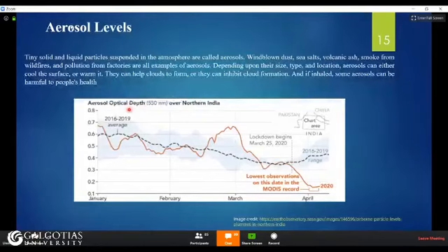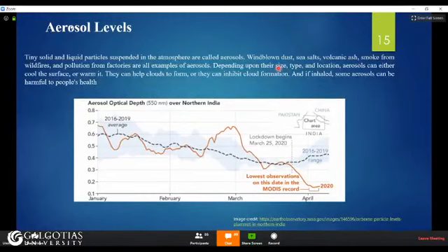Now, the next important thing observed across the globe during lockdown, especially by NASA, is the aerosol level. Aerosol is nothing but a small combination of solid and liquid particles suspended in the atmosphere. There are various reasons for it: wind-blown dust, sea salt, smoke from wildfires, pollution, a lot of things. Depending upon the size, the particle can be as small as 2.5 micron. We don't even know whether we are inhaling it, and if we inhale it, it will lead to a lot of asthma problems.